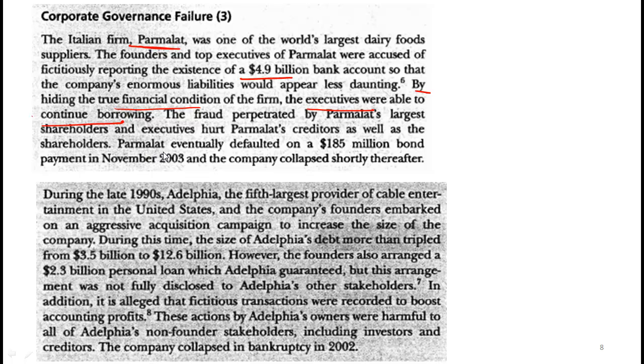So that's what happened. Parmalat eventually defaulted on a 185 million bond payment in 2003. So here they are showing 4.9 billion in their bank and they cannot pay off a 195 million bond.